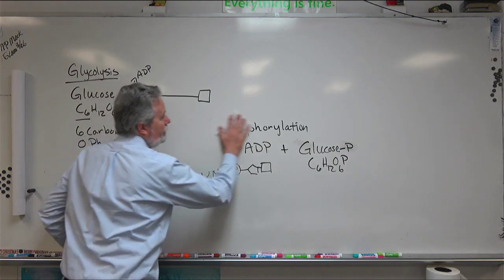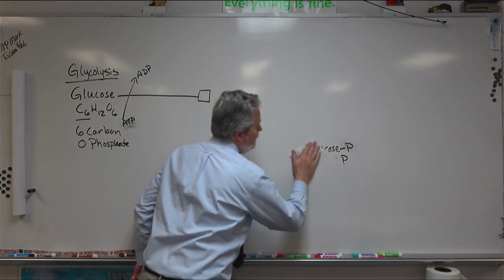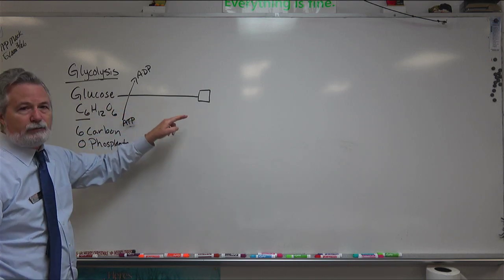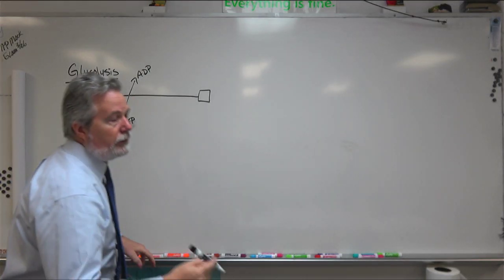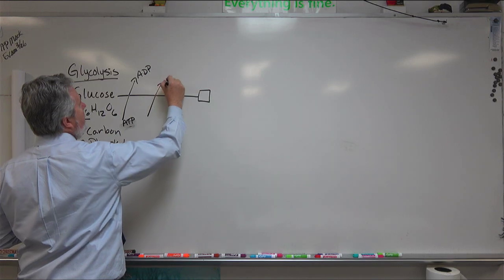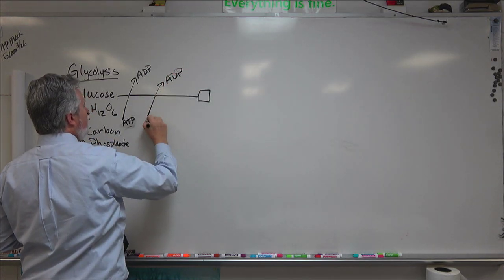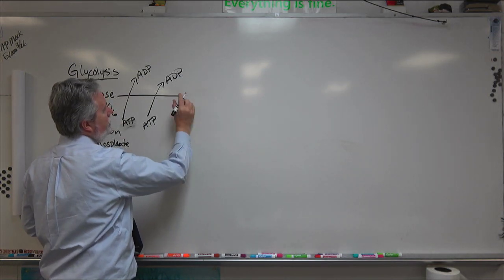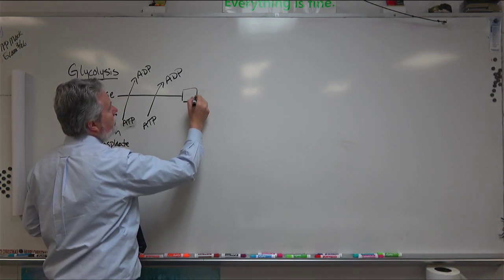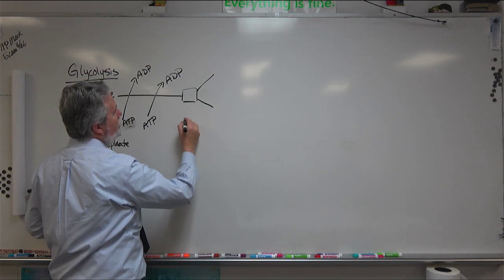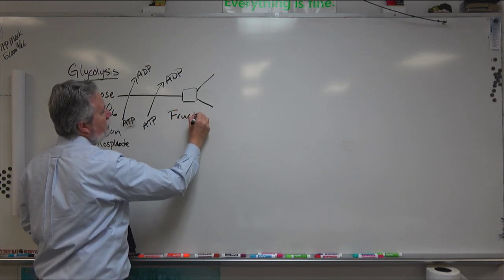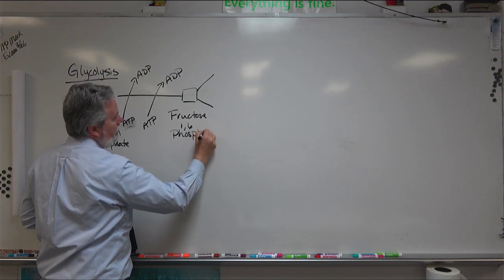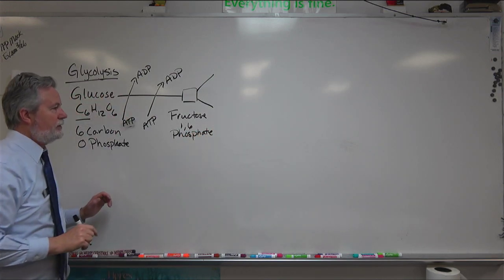Again, you do not have to worry about the names of all these different molecules. So how many times does glucose get phosphorylated? In other words, it gets phosphorylated twice. How many times do we use an ATP molecule? That's 2, okay? So this molecule here, the molecule that's right at the split, this is fructose 1,6-phosphate.